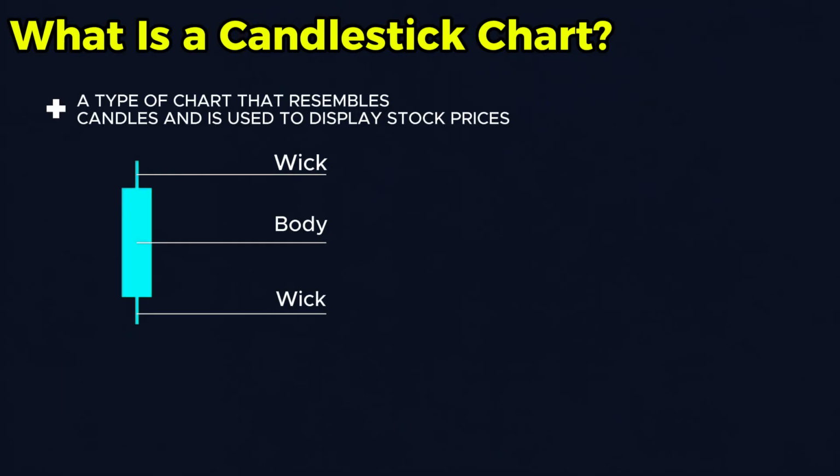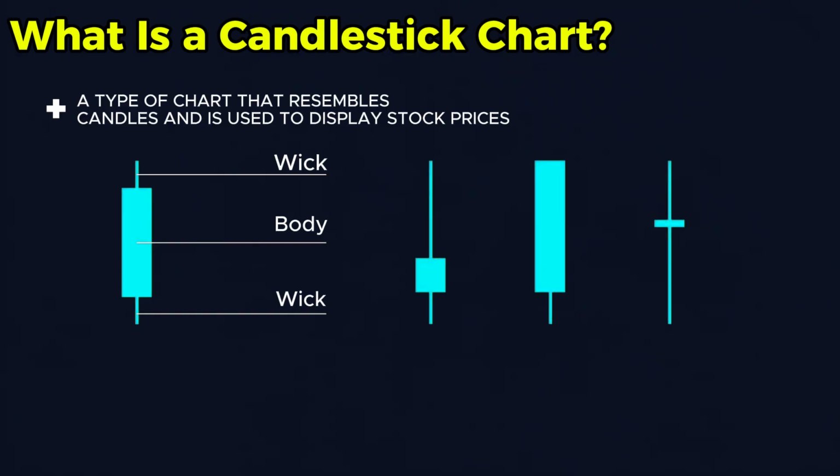A candlestick is a type of chart. It has the shape of a candle. The candle consists of a part that is thick, and there will be a thin line going up and down, both top and bottom. The thick part is called the body. The thin lines we call wicks.